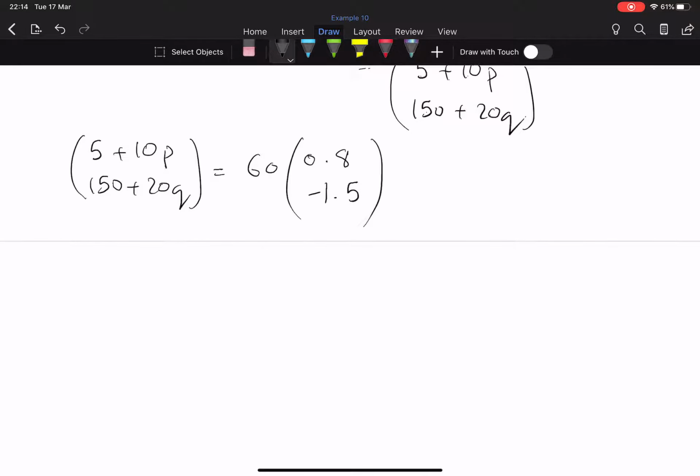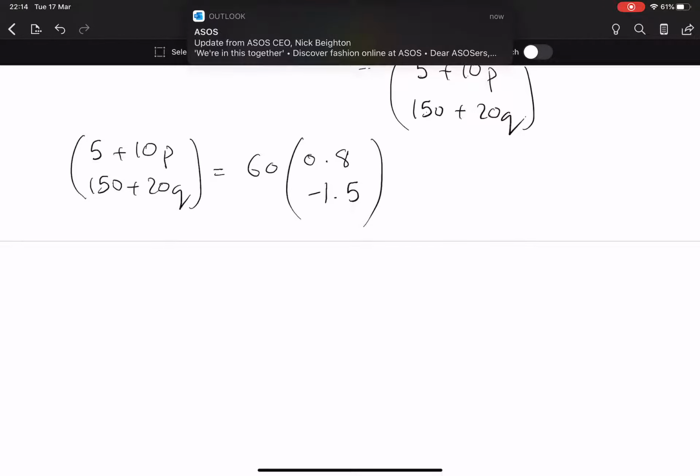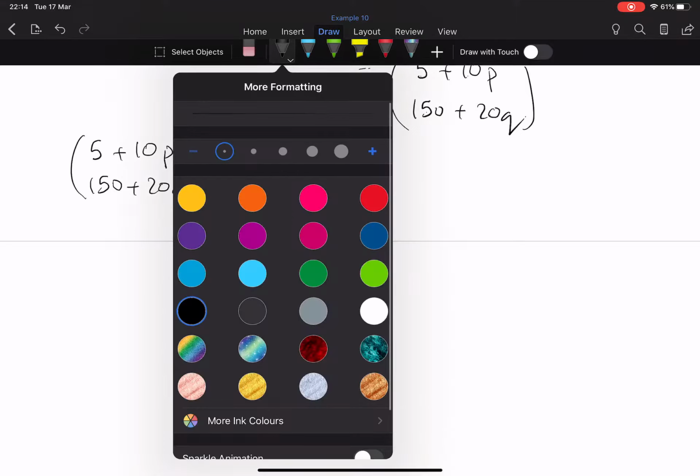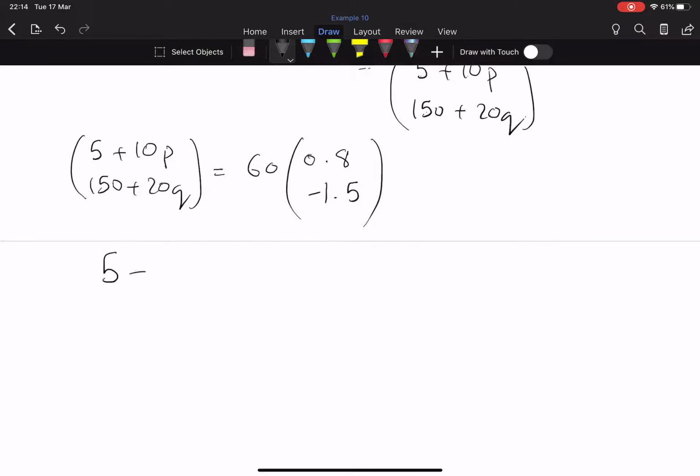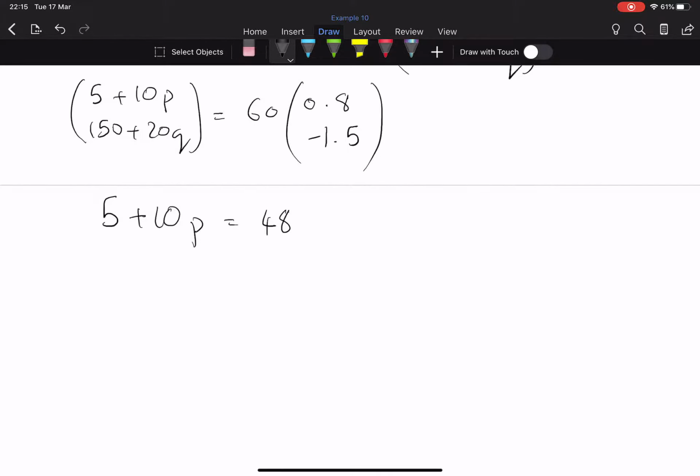So in order to solve this vector equation, we can look at the top components, the horizontal components, and the vertical components. So if we look at the top component, we've got 5 plus 10p equals 60 times 0.8, 48. And from this equation we can find out what p is quite easily. So we know that 10p equals 43, so p equals 4.3.